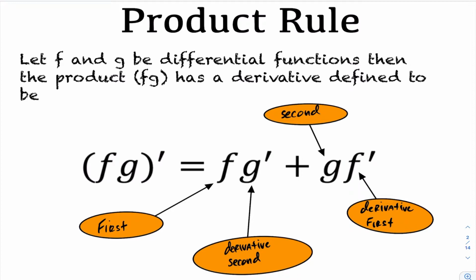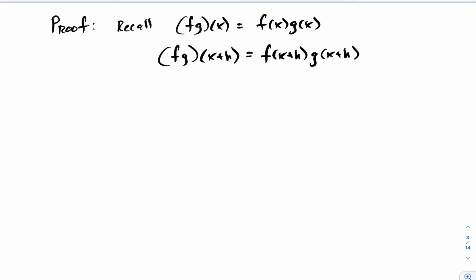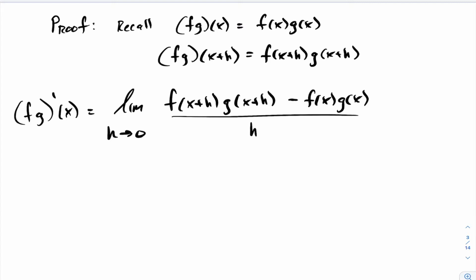Let's take a look at a proof to see why this is true. Recall that fg acting on x, by definition, is f at x times g at x, and fg acting on x plus h is f at x plus h times g at x plus h. Therefore, let's apply this to our derivative using first principles. Using our definition of first principles, (fg)' by definition would be the limit as h goes to 0 of f at x plus h times g at x plus h minus f at x times g at x, the entire expression divided by h.